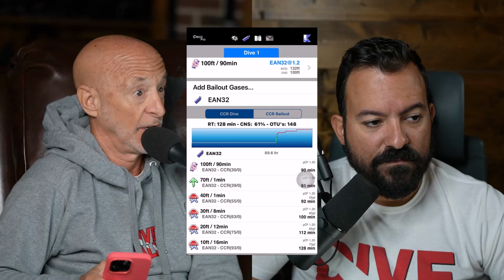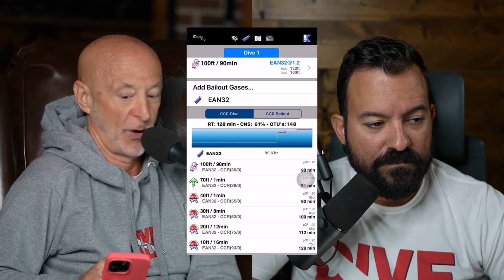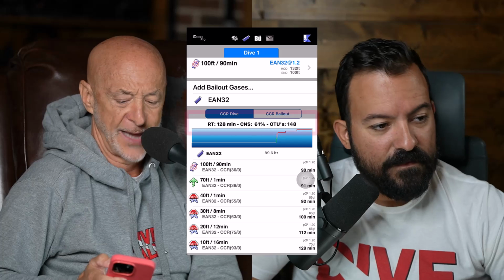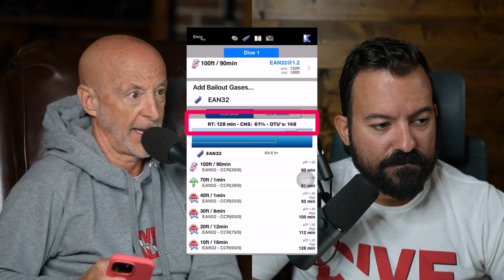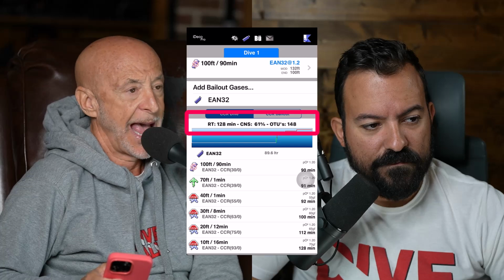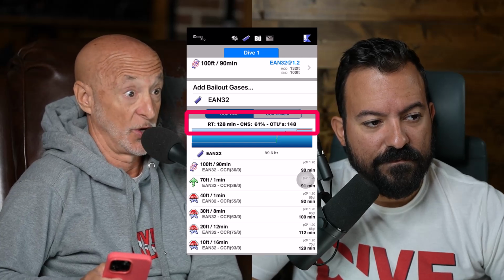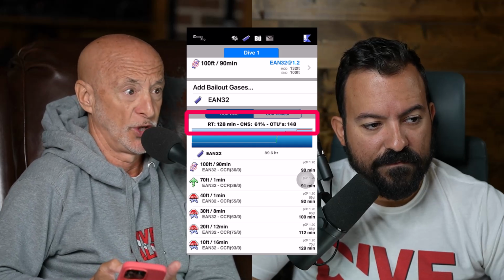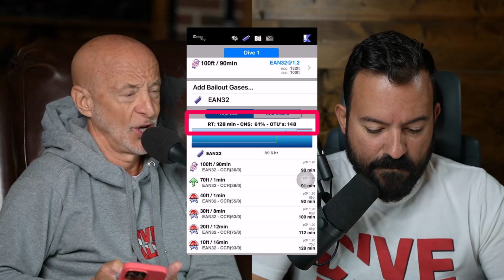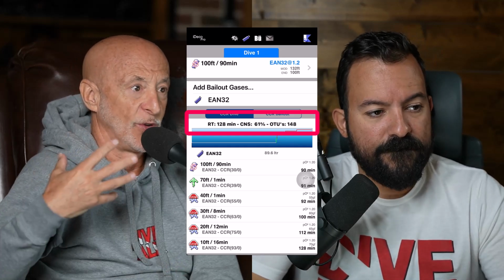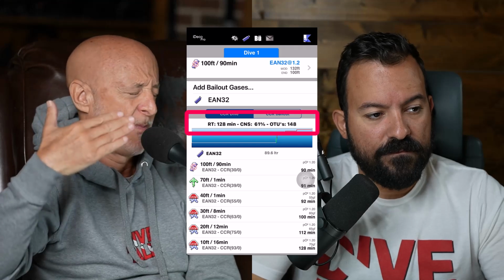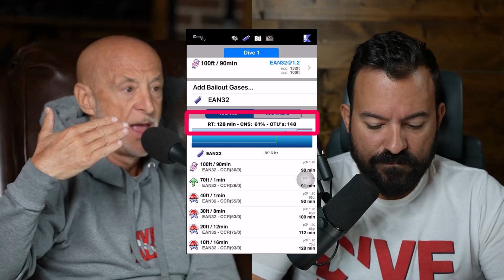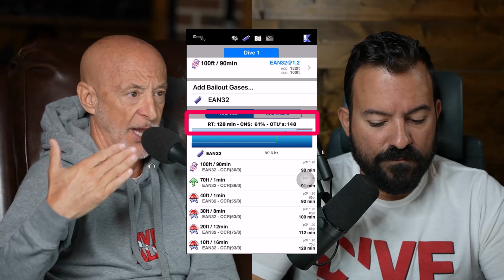After you go into your settings, you come back up to your CCR dive. Let's look at it if nothing went wrong, a perfect dive. My run time on that dive would be 128 minutes. It's showing me how much of my CNS clock I use, which we've talked about in this class. At 1.2 PO2 for a 128-minute dive, how long can I be at 1.2 on a single dive? I would have used 61% of that clock.